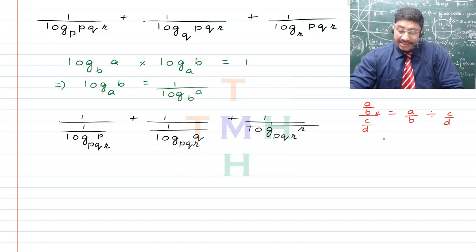And this meaning is further simplified as a upon b. The division sign will be converted to a multiplication sign, and further we'll have the reciprocal of the next fraction, that is d upon c.